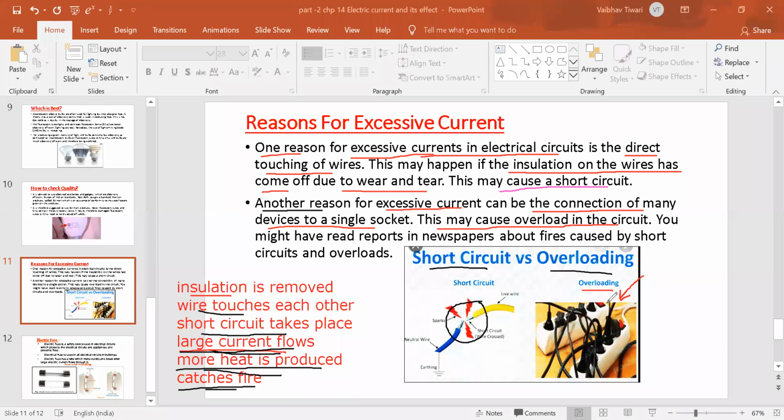Overloading means connecting many appliances in a single socket, and even that is very dangerous. So you should avoid this, and you should always take care that whatever wires are being used in your home are properly insulated at every point. If they are not insulated, you should put tape on them, or the wire should be replaced by a new one, right?